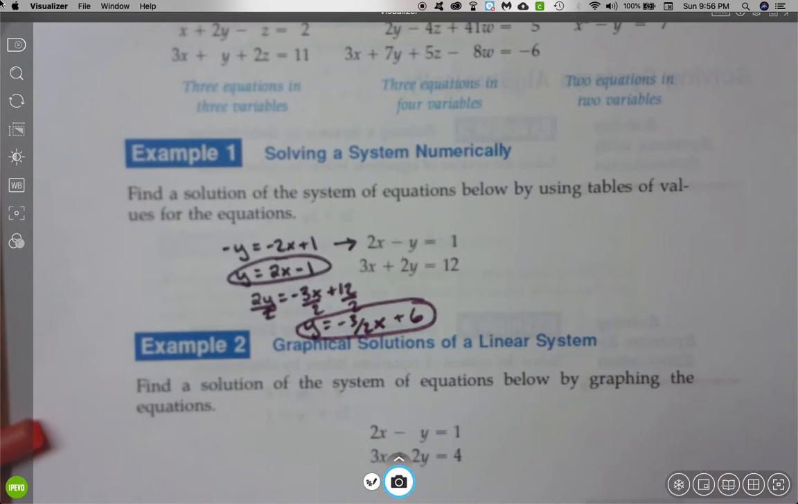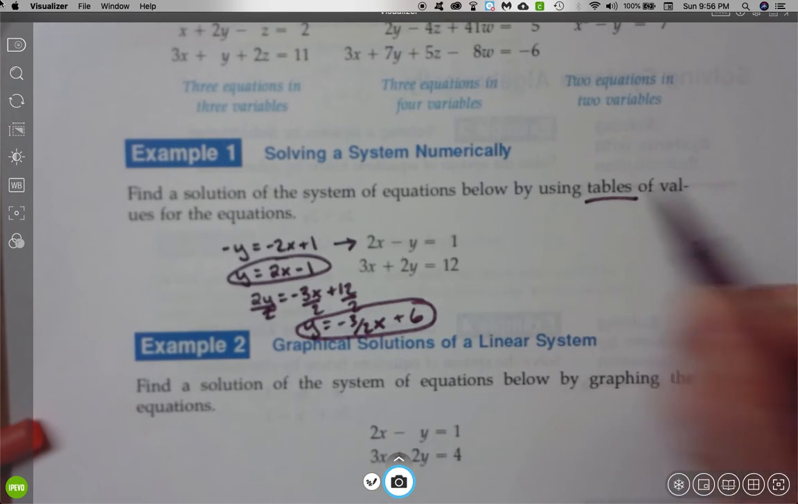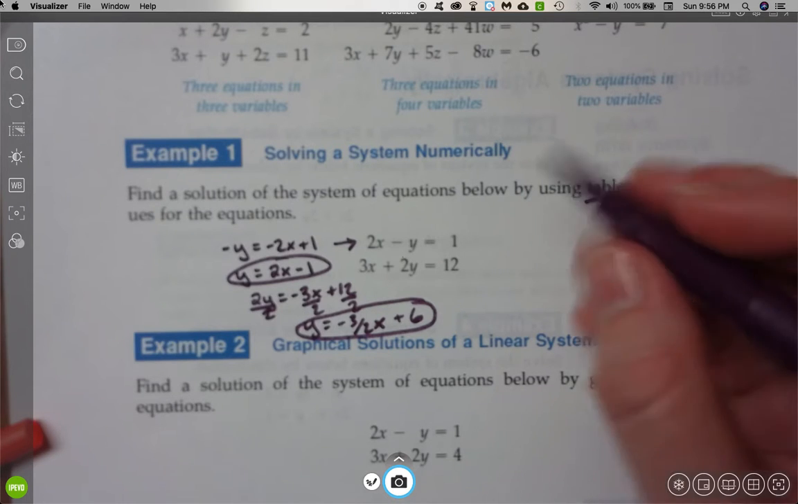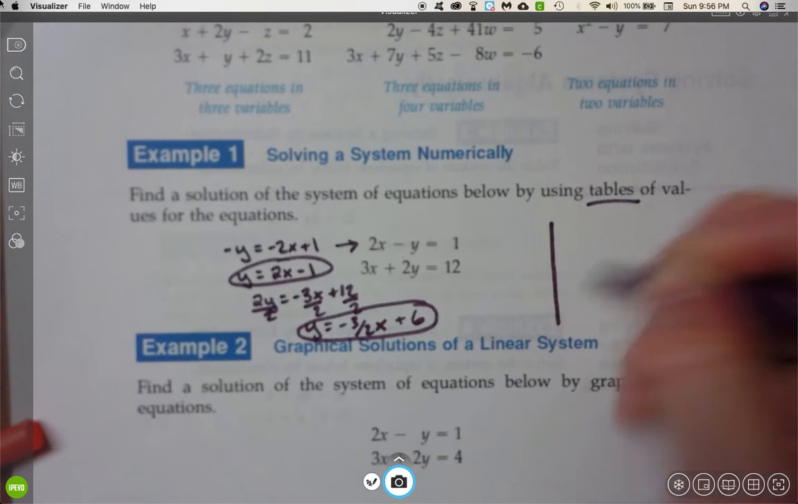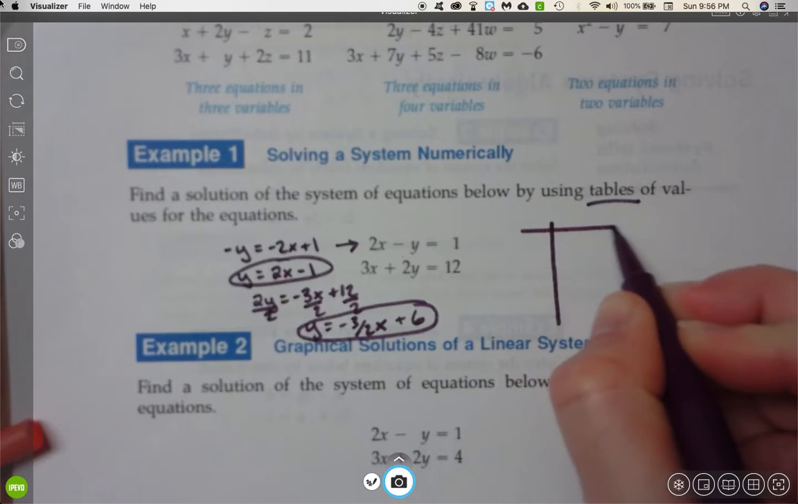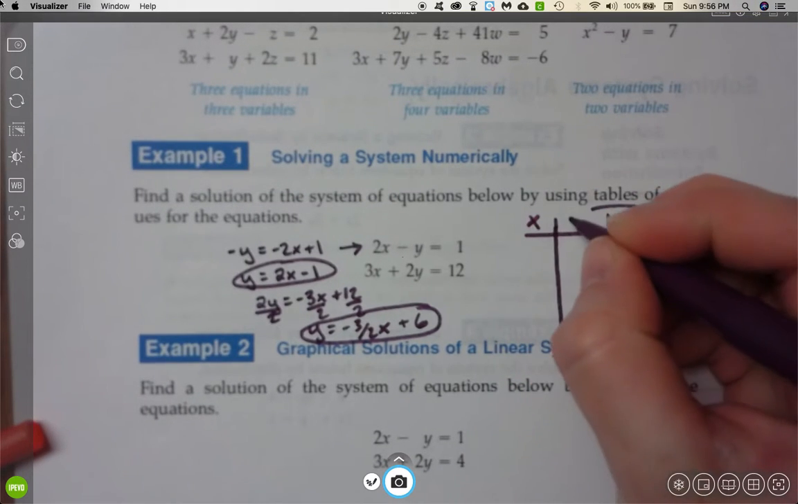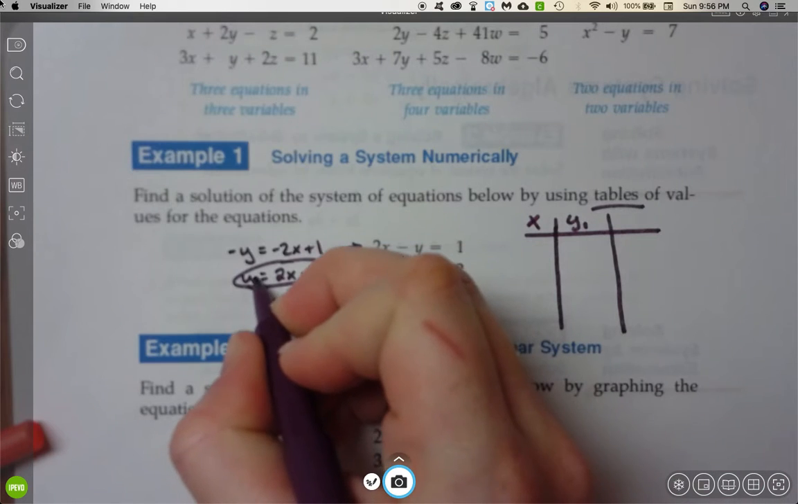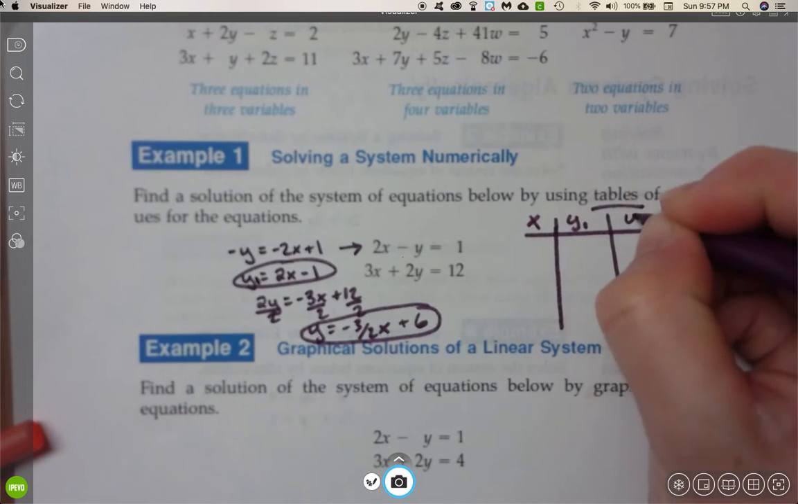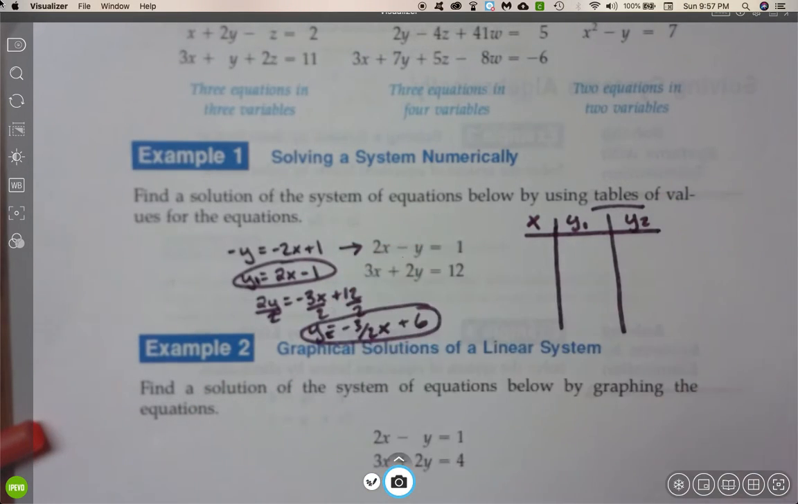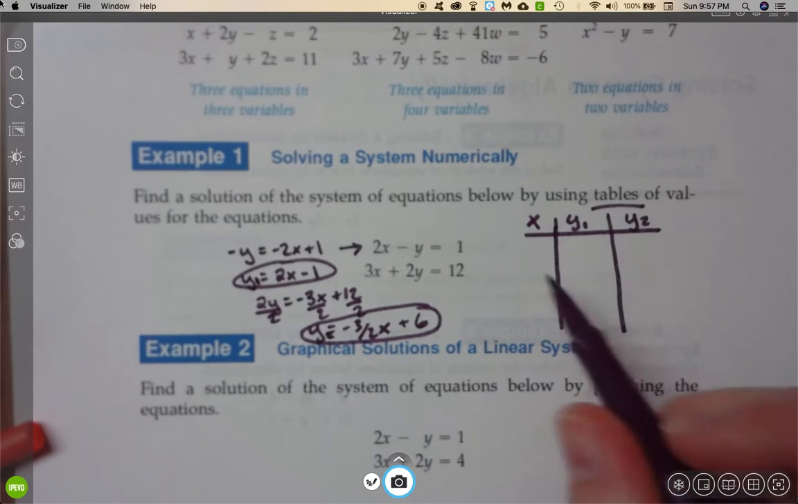Now they want me to use a table to solve this, okay? You're not probably ever going to really use a table to solve these. You're going to use substitution or elimination, but we'll humor them and we'll solve using a table. So I'm going to do a 3-column table. Here's my x's. I'm going to call this one y1. This is my equation y1, and then here's my y2. What we're trying to see is where the x's and y's cross each other, or where they have the same y coordinate, okay?